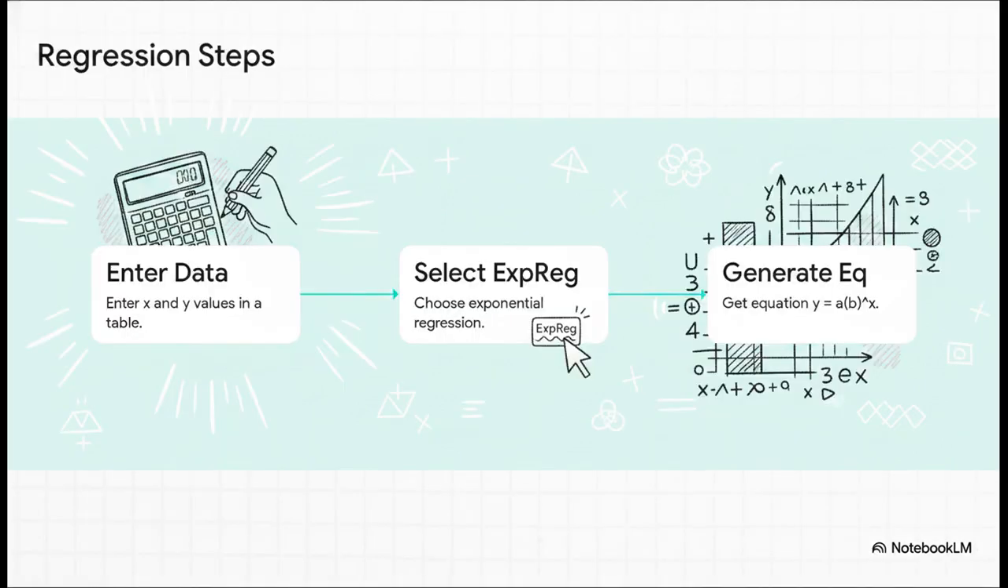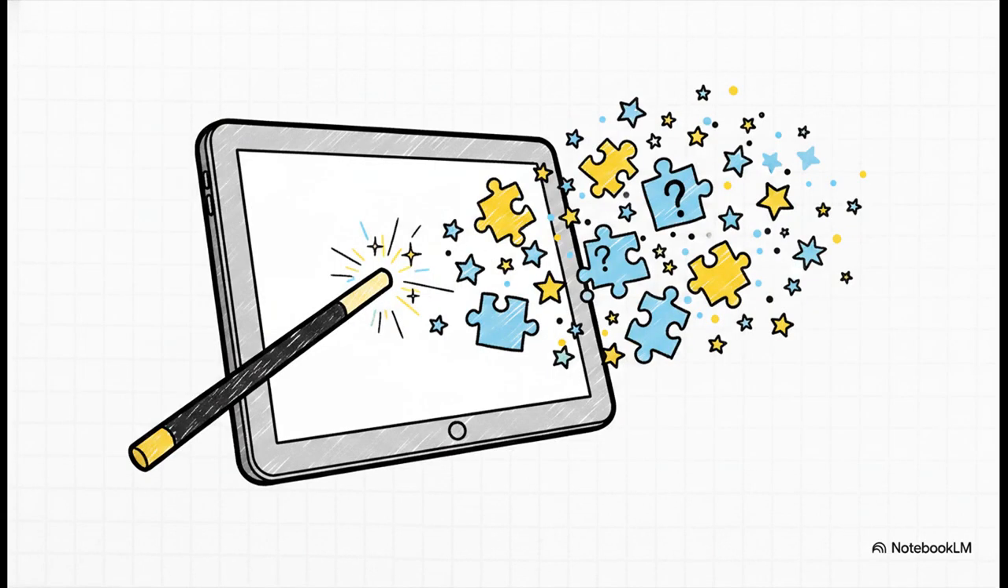Okay, so you've spotted a multiplicative pattern. What's next? Here are 3 simple steps to let your tech do the heavy lifting. Step 1, enter your x and y values into a table on your calculator or spreadsheet. Step 2, select the exponential regression function. Usually it's labeled something like ExpReg. And Step 3, just hit enter. The tool will automatically generate your best fit equation, looking like y equals a times b to the power of x. Now, if you are using Desmos, which is an incredibly powerful graphing tool, here is a quick pro tip. After you put your data into the table, you need to type the formula exactly like this.